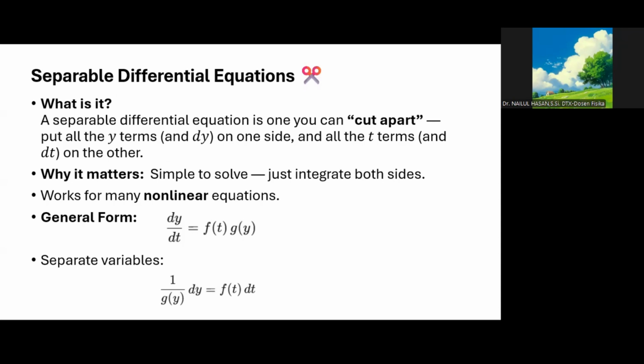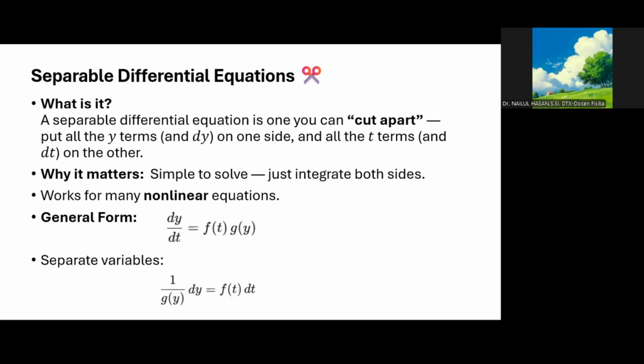Separable differential equations, what are they? A separable differential equation is one you can split apart, pulling all the y terms and dy to one side and all the t terms and dt to the other. Why does it matter? It's simple to solve, because you just integrate both sides. It works for many nonlinear equations. We have the general form here.